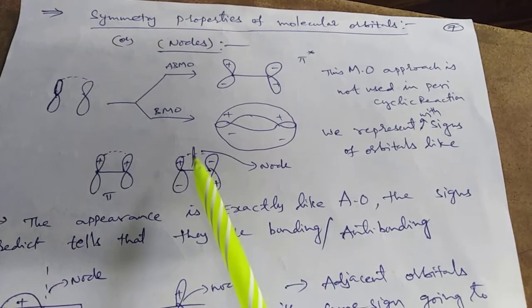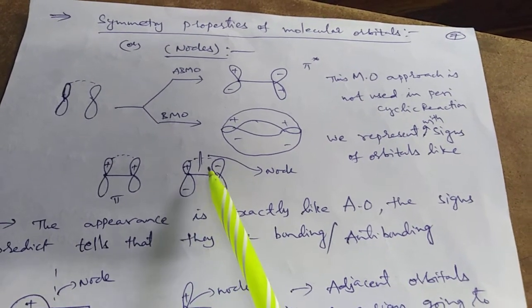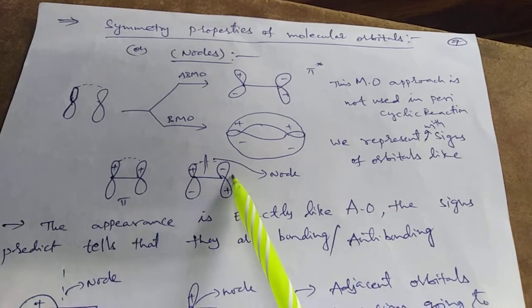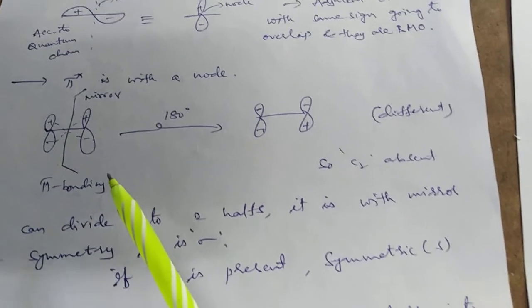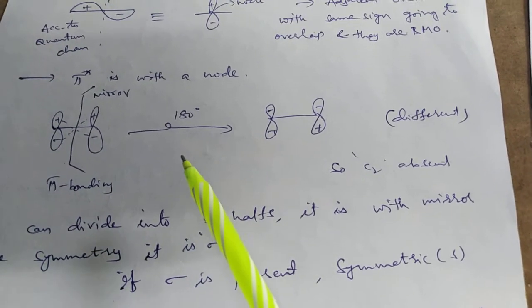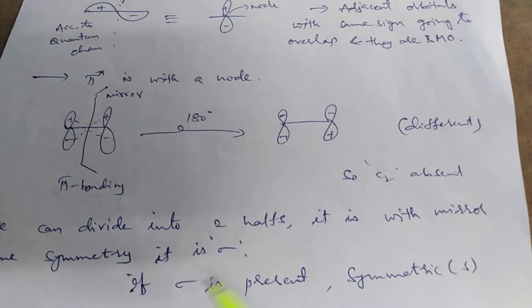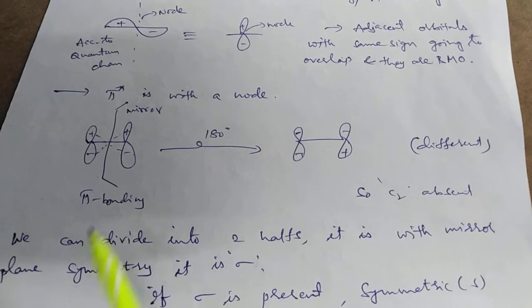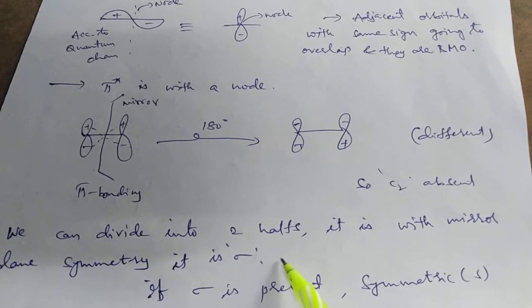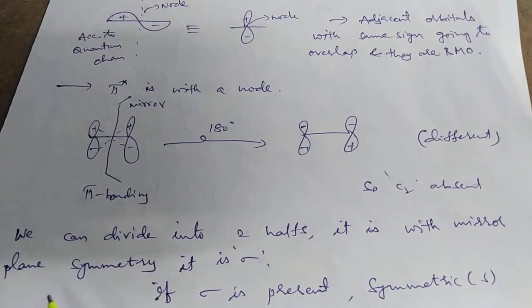A node is present between the lobes of opposite sign, but it is not possible between lobes of the same sign. The bonding molecular orbital is symmetric because sigma is present. The bonding molecular orbital can be divided into two halves, therefore it has a mirror plane symmetry.